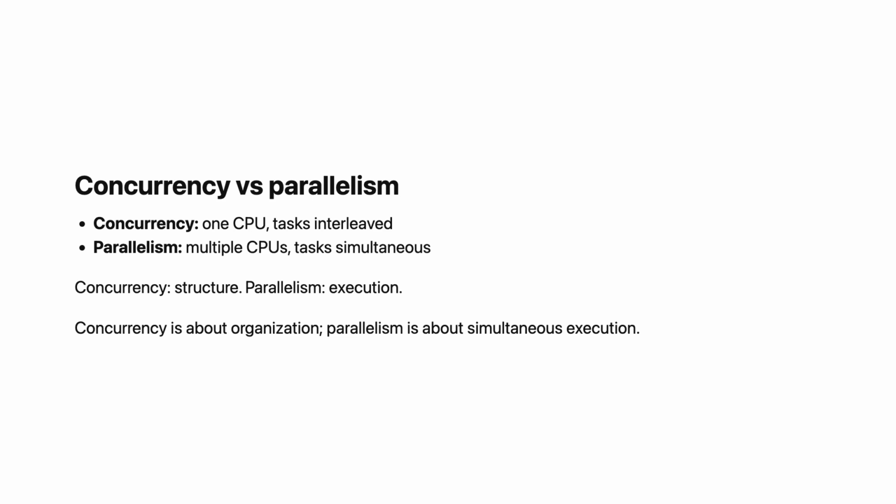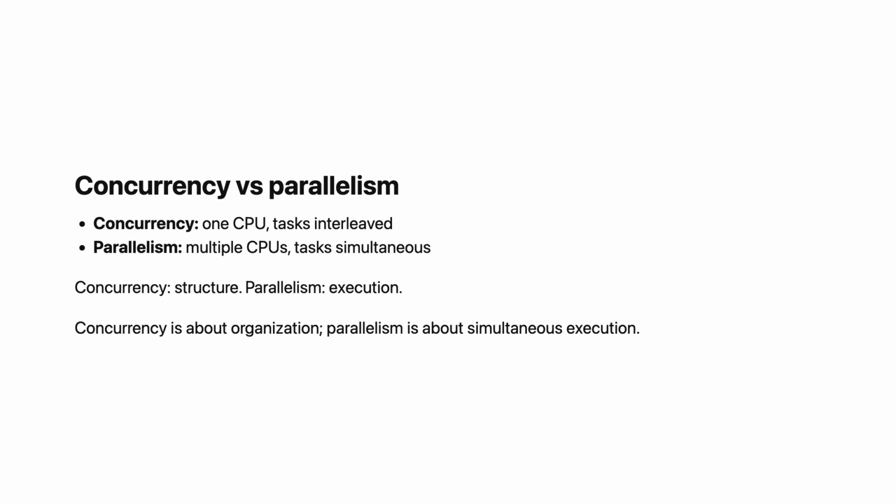All parallel programs are concurrent. Not all concurrent programs are parallel. A web server can be concurrent even on one core. It handles many connections by switching between them. Add more cores and it becomes parallel too.